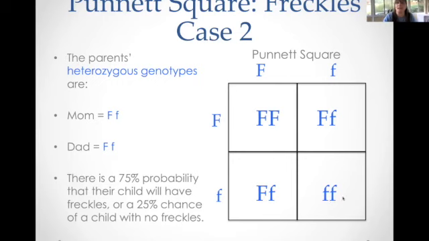So this is the Mendelian ratio I was mentioning a second ago of 3 to 1. So when you look at it for the phenotype, freckles, freckles, freckles, that's 3. No freckles, that's 1. So the Mendelian ratio, 3 to 1.